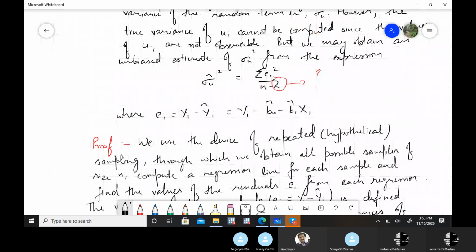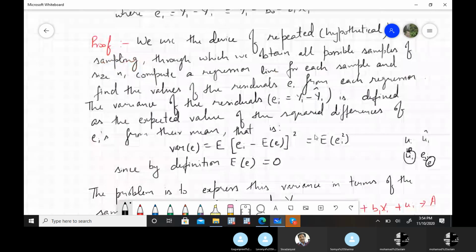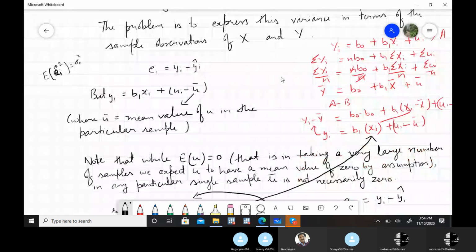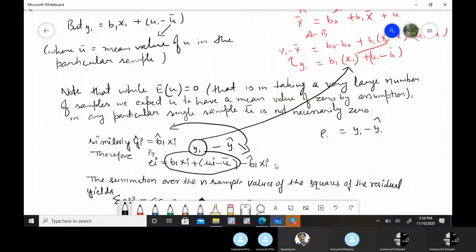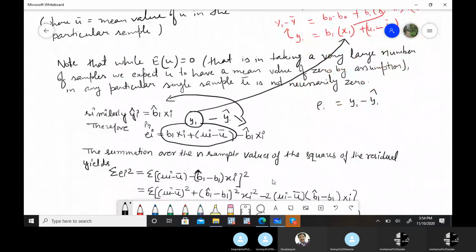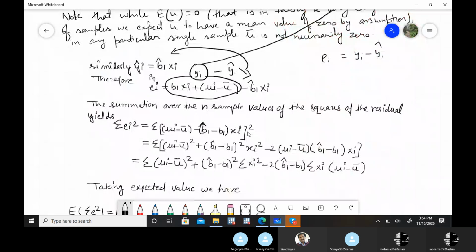This particular formula is the variance formula for the sample residual: summation ei square by n minus 2. So we need the value of this summation ei square. To get this particular value, we solve this whole equation. This is ei. If we take its square and summation, that is summation ei square, the numerator value of this residual square. Any doubt?